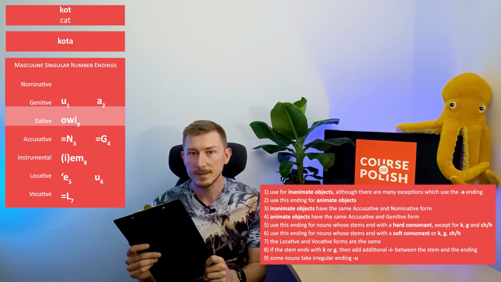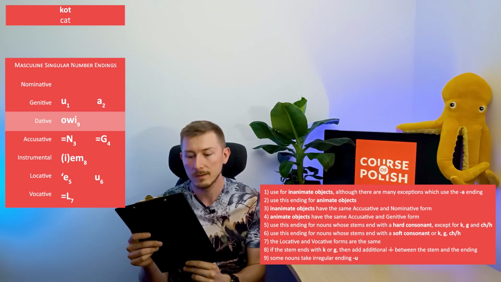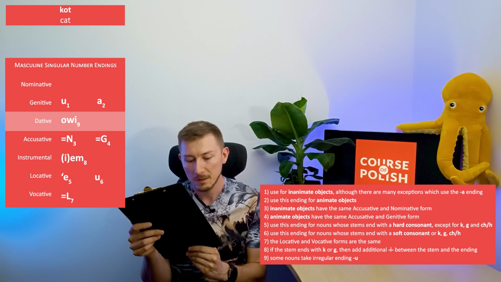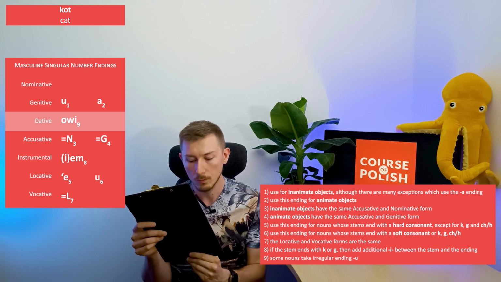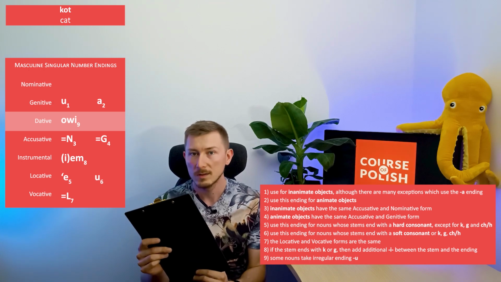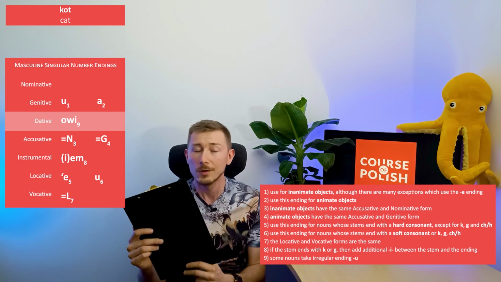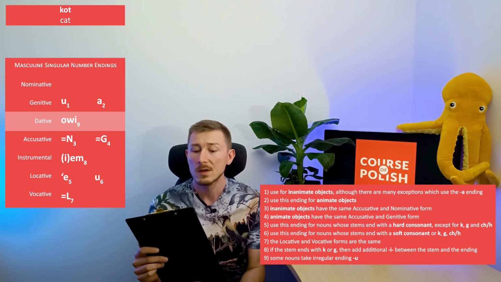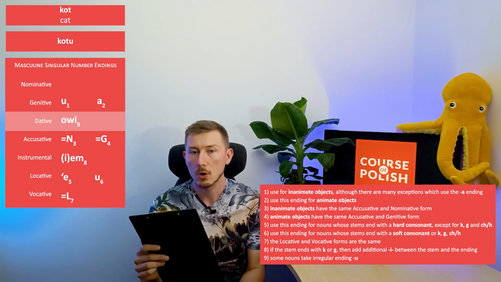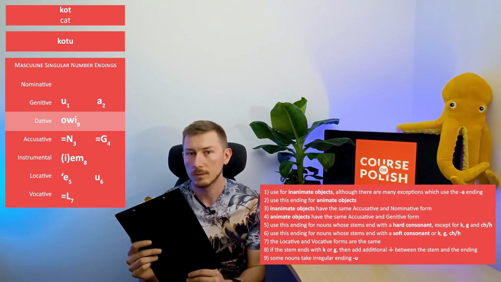Kota. Next case, dative. Here we have just 1 option, ending ovi, with a rule. Some nouns take irregular ending u. In our case, kot takes this irregular ending. You have to memorize it by heart. So the correct form will be kotu, not kotovi.